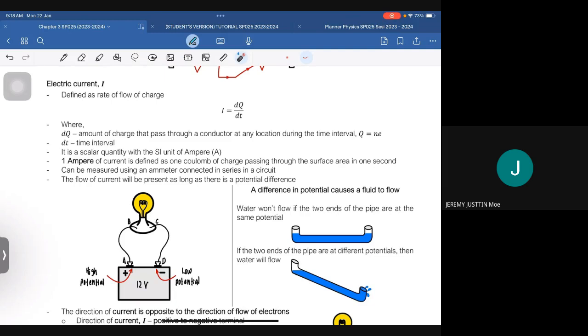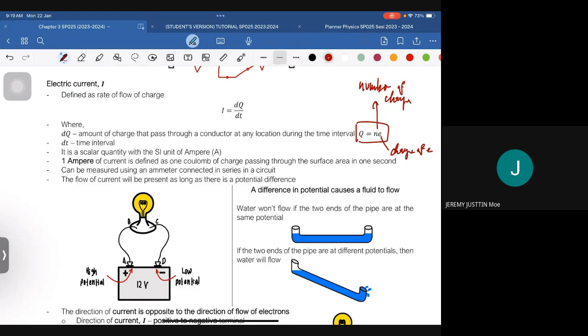So yang ini there ada an additional formula which is Q equal to NE. Okay, yang di sini ni rasanya ada sudah di previous chapter. If you know, this is the amount ataupun number of charge, and in this case it is electron lah. This is charge of electron. Okay, so that is just the amount of charge, and then we have T, which is the time interval lah.